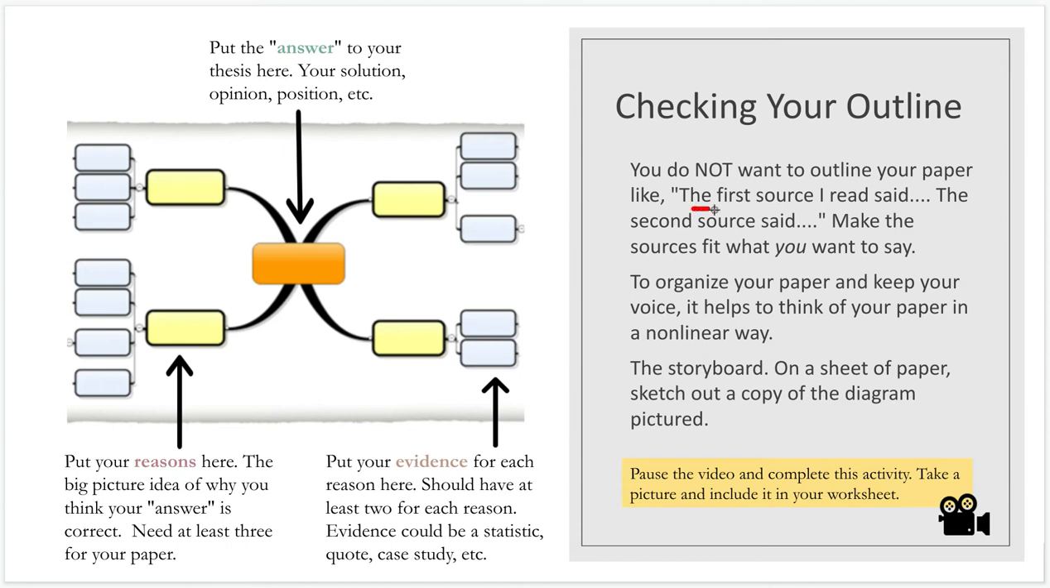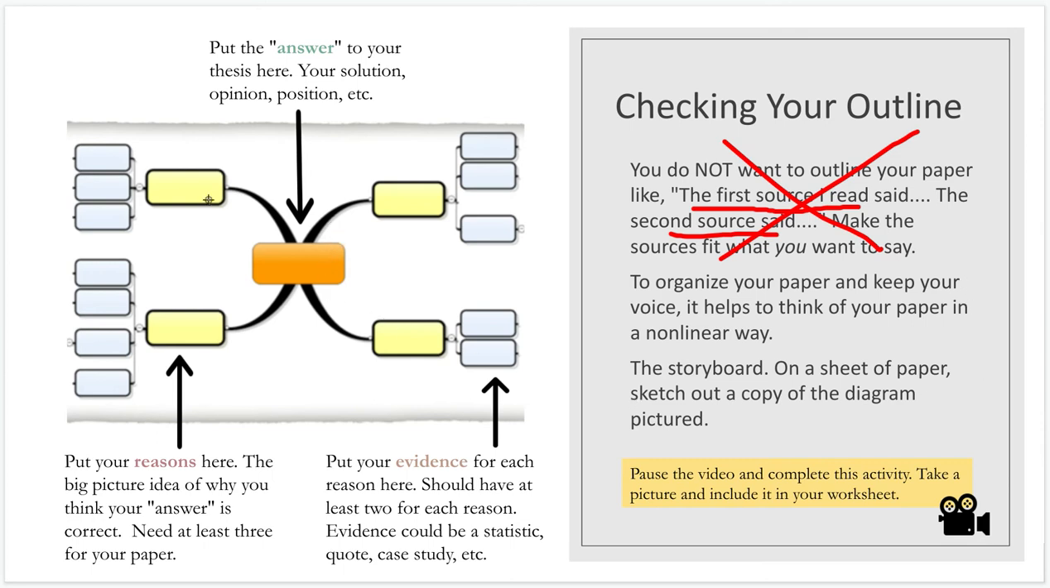So you might say the first source I read said blank, and then the second source said this. You never want to do this in a research paper. It is a big no-no and shows that you're an amateur and you don't know how to write a research paper or synthesize your sources yet. So what you want to do is think about being in control of the conversation.